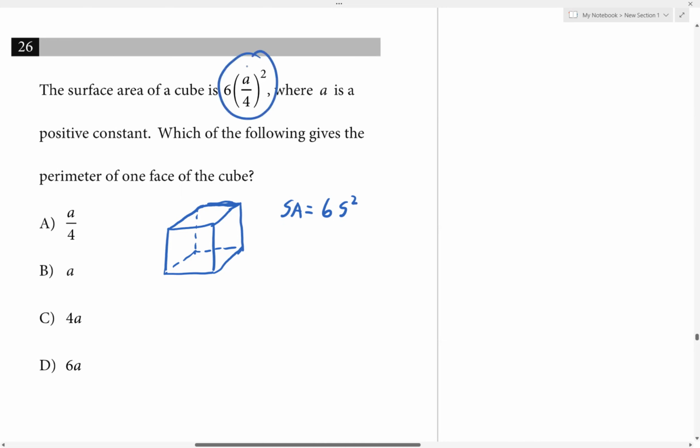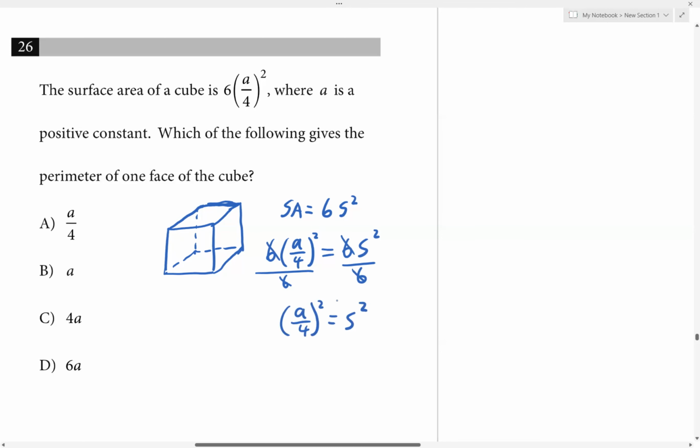And then they give us a surface area, and that's 6 times (a over 4) squared. So we can set this equal to 6s squared. Once we plug in the surface area, we can solve for the side. If we divide by 6 on both sides, because that's a common number on both sides, we get (a over 4) squared equal to s squared. And they're both squared, so s has to equal a over 4. We take the square root on both sides, and we know s equals a over 4.